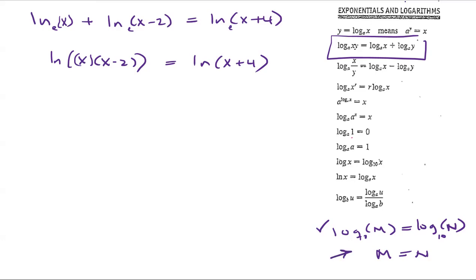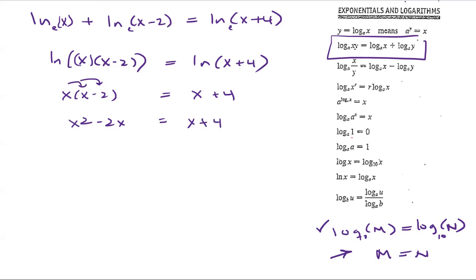It says if log of m equals log of n, if they have the same base, then I can just equal what's in the parentheses, or the middles. So I'm going to do that. So I have x times x minus 2 equals x plus 4. Then I just distribute. So I get x squared minus 2x equals x plus 4.